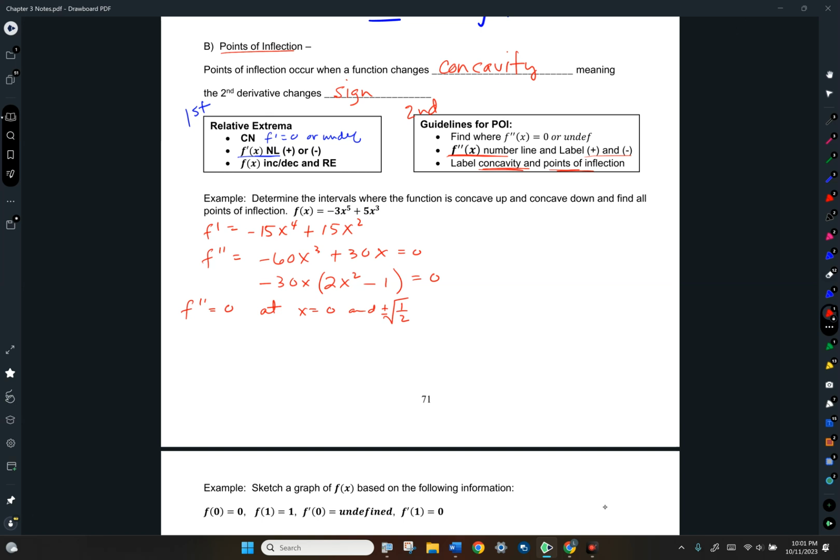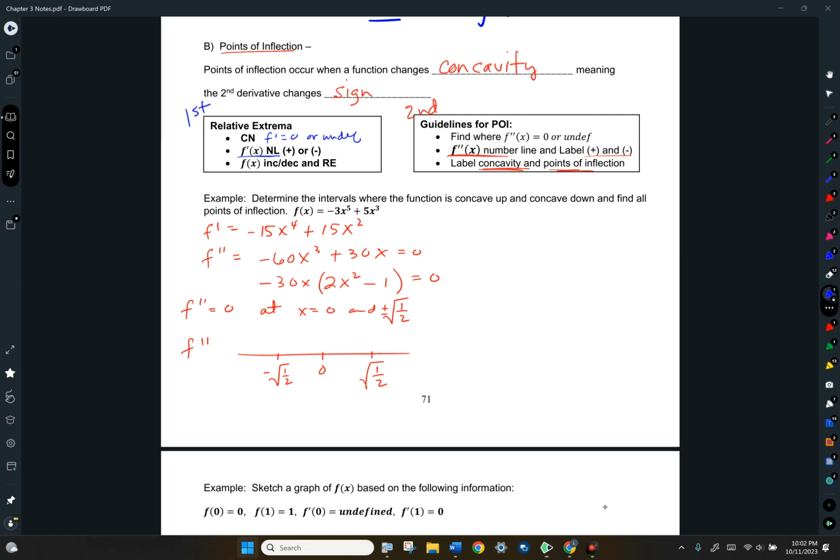So we set up our number line and we label it as the second derivative. Here's my 0, here's the negative square root of 1/2, and here's the positive square root of 1/2. Remember, I don't really care what that number is. I know it's a small decimal number, and that's good enough. So on this one, since the second derivative is a polynomial, I don't need to pick test points. I could think about end behavior.